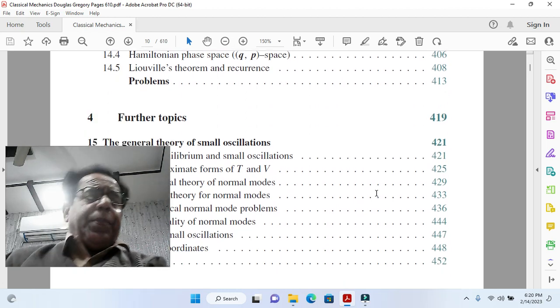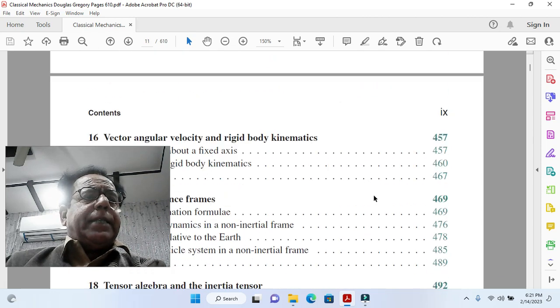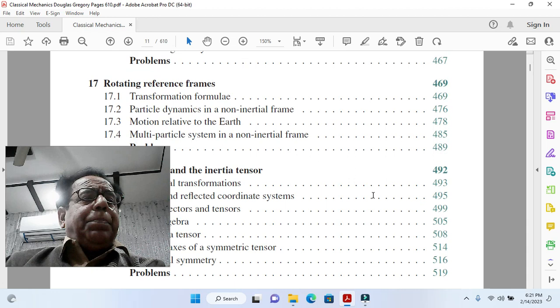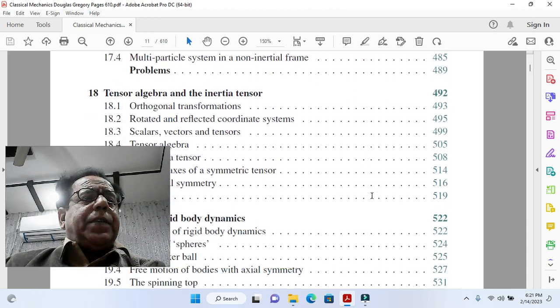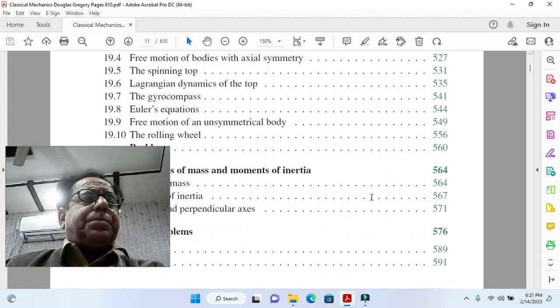Then the fourth part begins with the first chapter, chapter number 15, under the title The General Theory of Small Oscillations. Then chapter number 16, Vector Angular Velocity and Rigid Body Kinematics. Then chapter number 17, Rotating Reference Frames. Then chapter number 18, Tensor Algebra and the Inertia Tensor. Then chapter number 19, Problems in Rigid Body Dynamics.